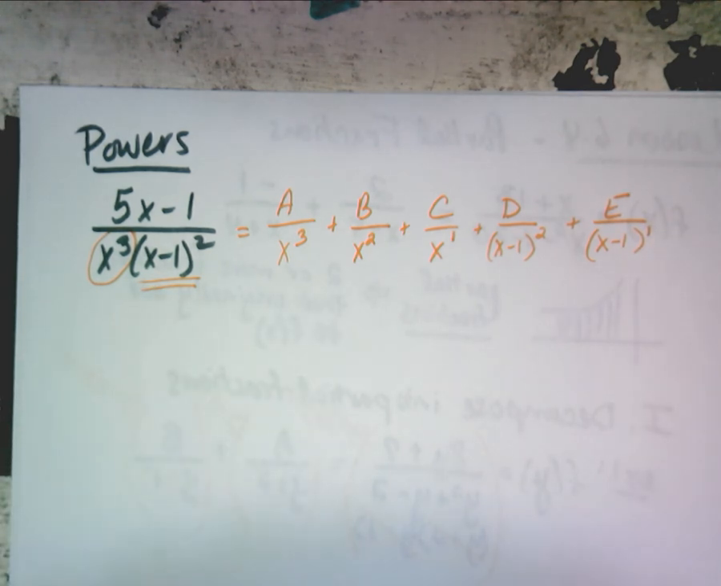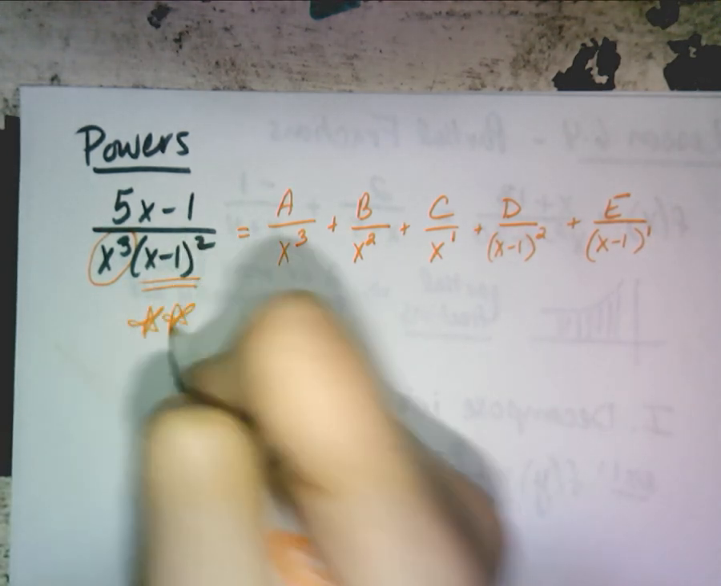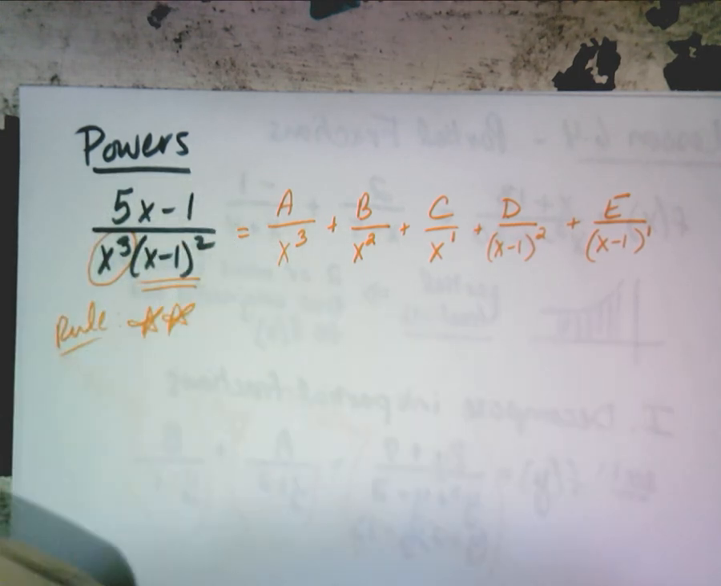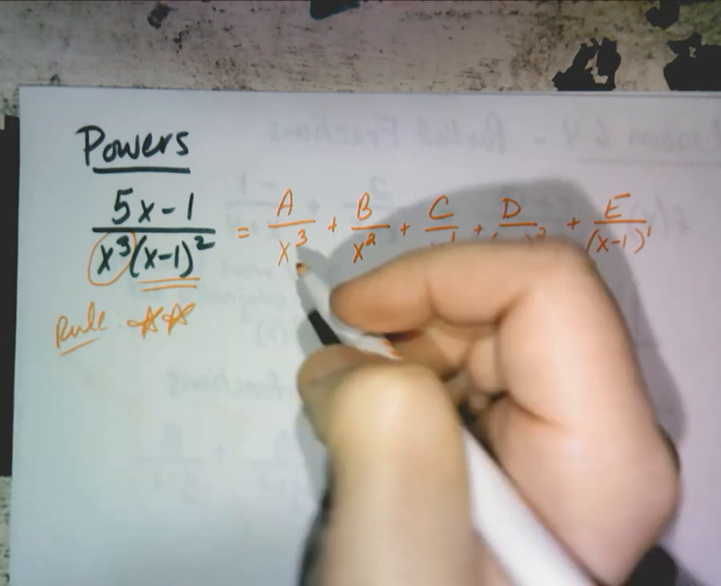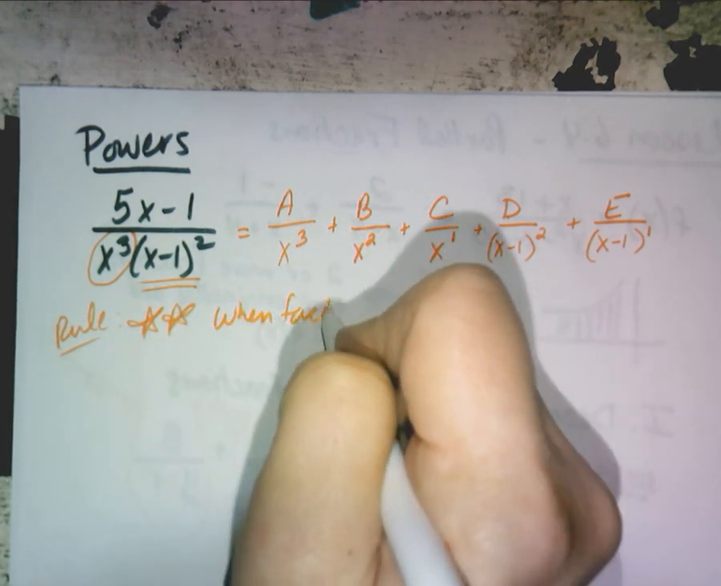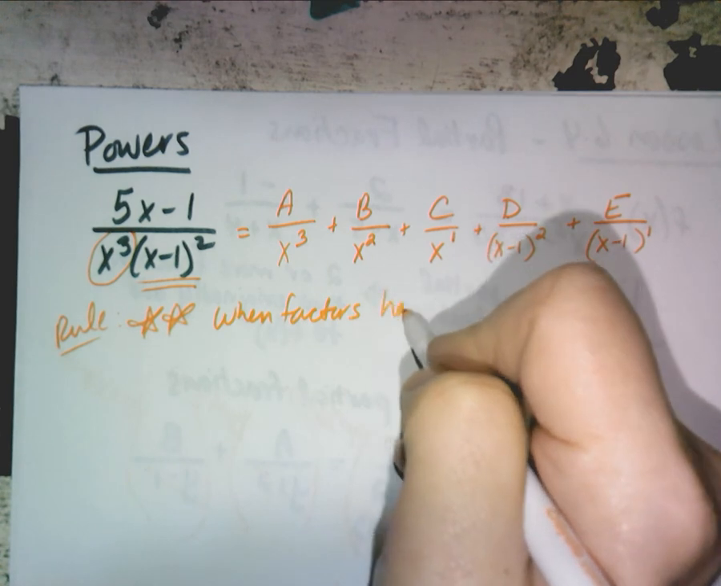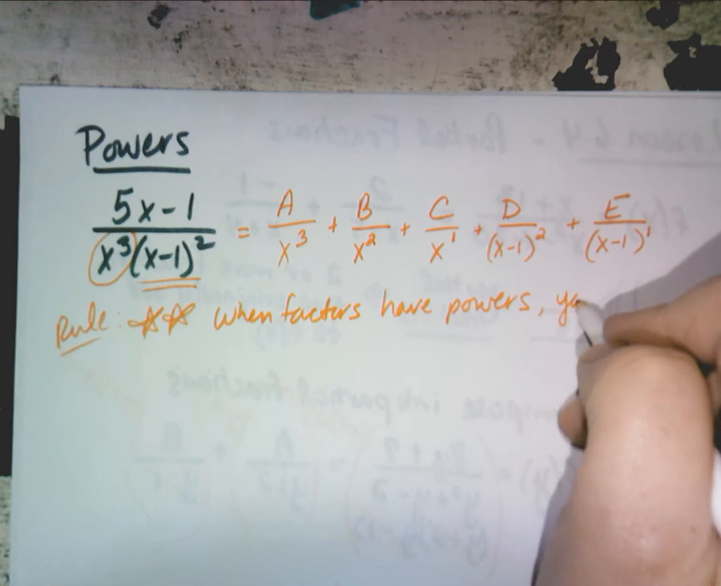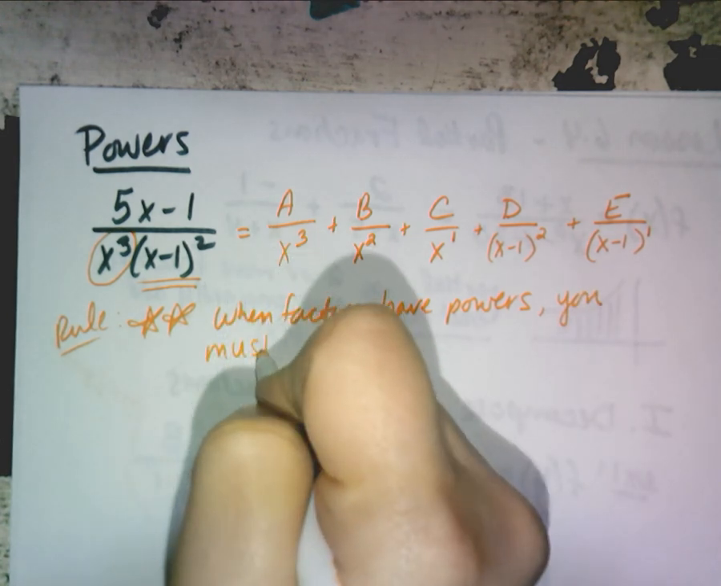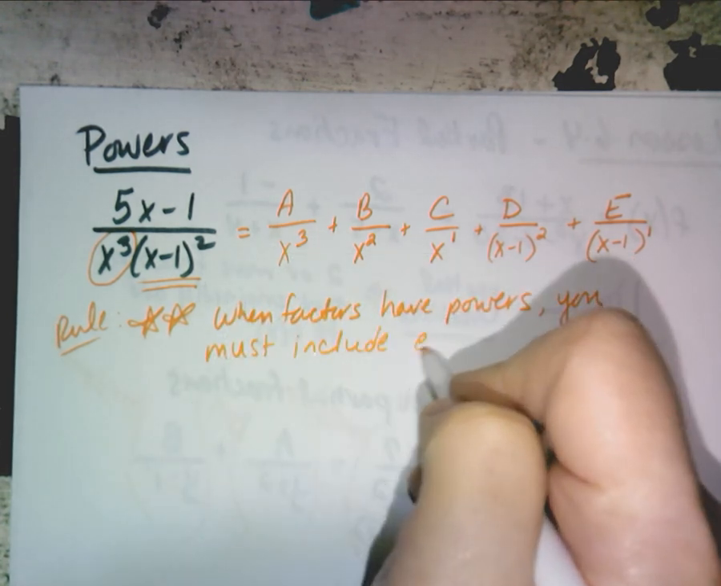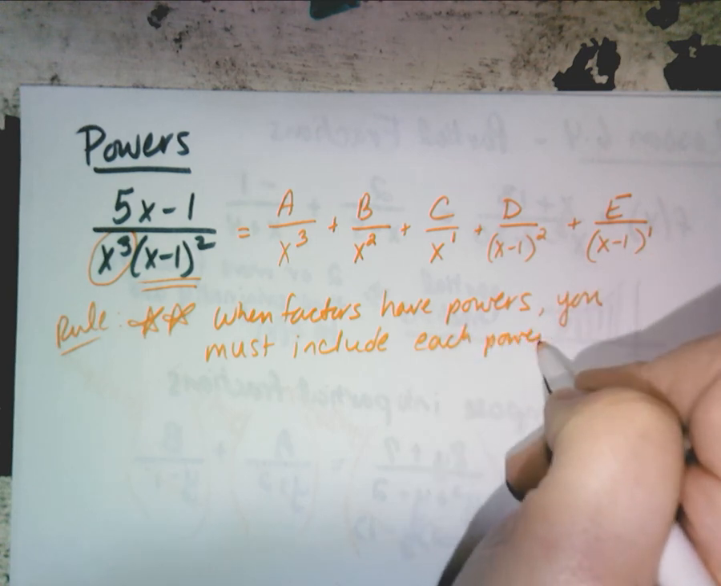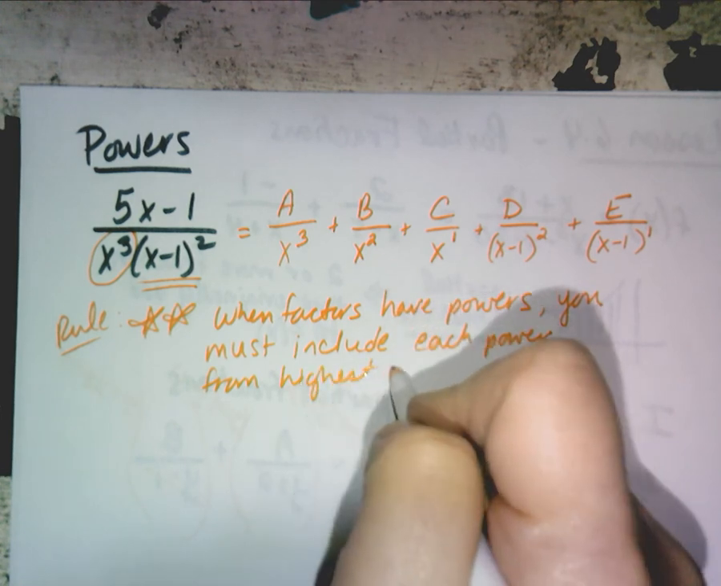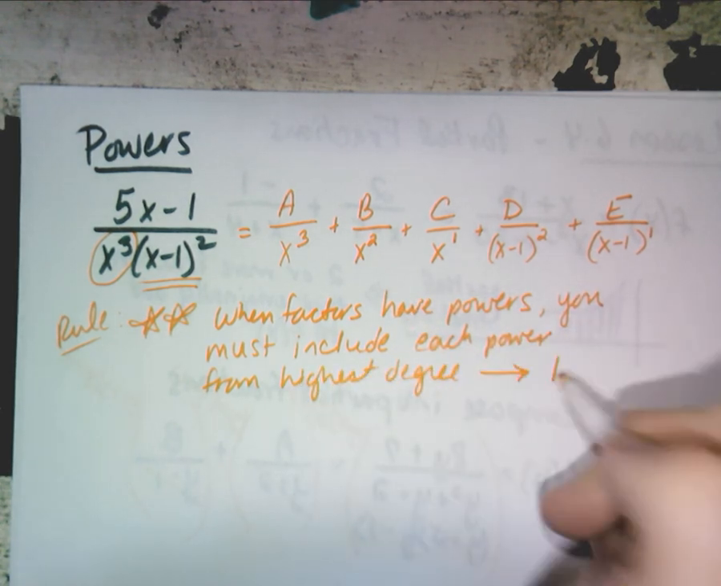So here's the problem in short. And this is just rule, y'all. It's not, Mrs. Seta, isn't there any other way easier? No, it's just the rule to create it into partials. The rule says that when factors have powers, you must include each power from the highest degree all the way to 1.